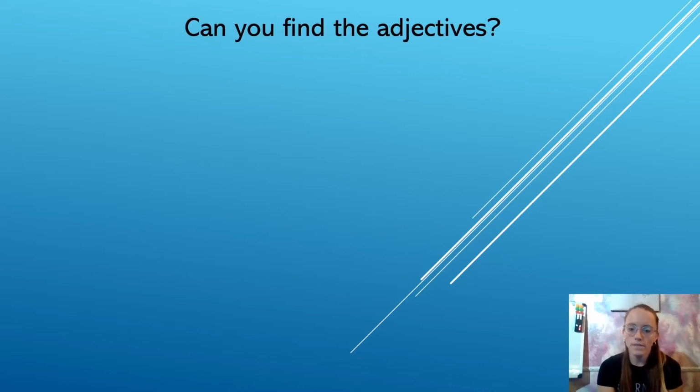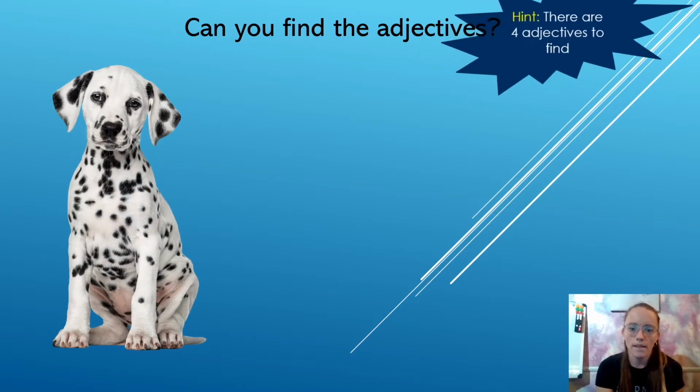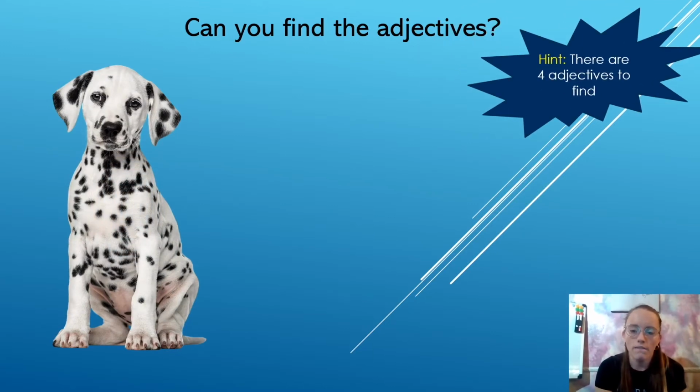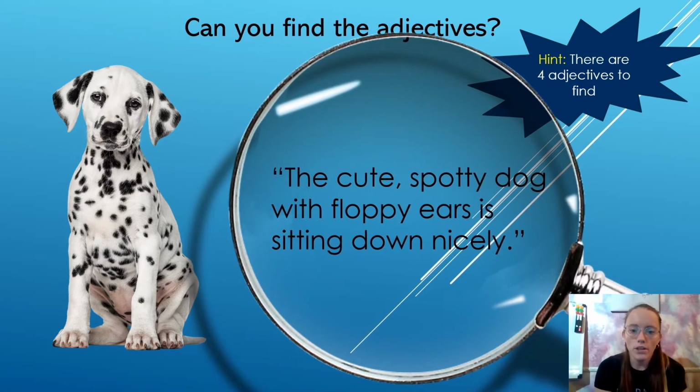Now, can you find the adjectives? Here's the picture of our dog again. And here's a hint. There are 4 adjectives to find. Here's our sentence again. The cute spotty dog with floppy ears is sitting down nicely. So have a look and have a think. Can you find 4 adjectives in that sentence?